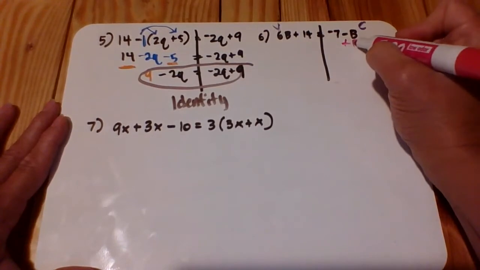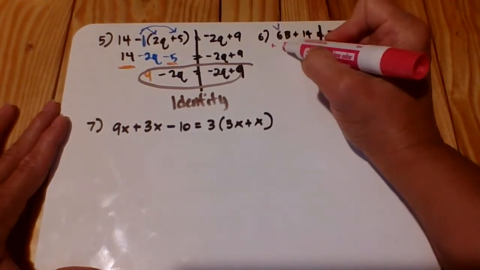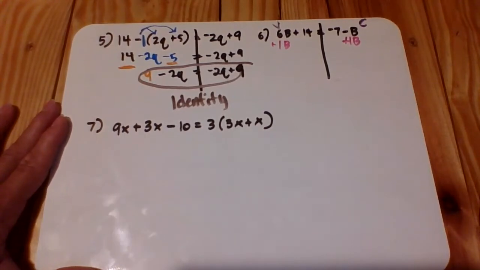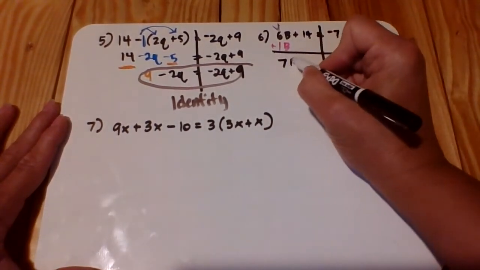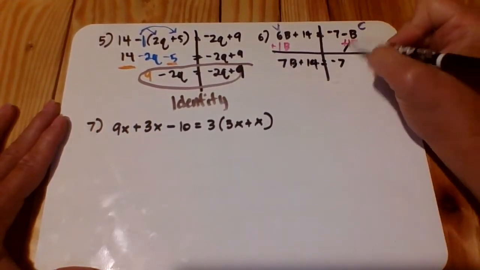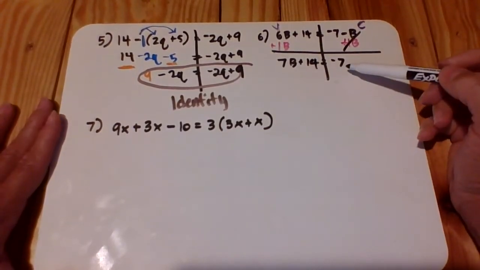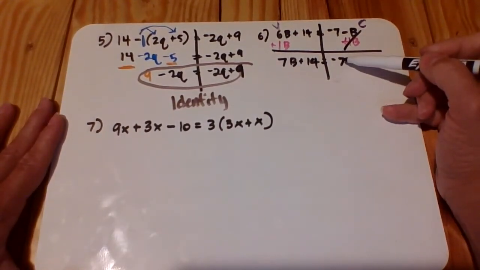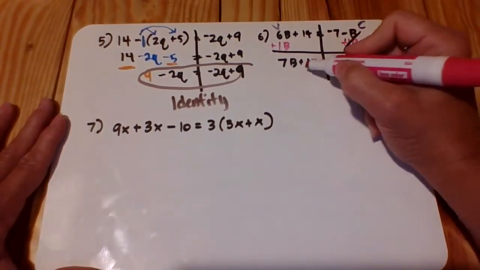All right, so I'm going to move that variable over. So I'm going to add plus b. Could I make it a 1b? I could. Plus b, or a 1b is fine. When I do that, I have 6b plus 1b is 7b plus 14 equals negative 7. These cancel. All right, two-step equation. So I keep working. Isolate the variable. So I'm going to subtract 14 to the other side.